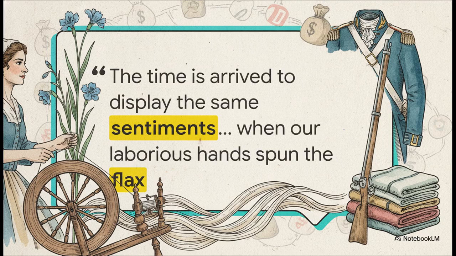Just listen to this authentic quote from Esther de Burdett Reed. She writes, "The time has arrived to display the same sentiments which animated us at the beginning of the Revolution, when our Republican and laborious hands spun the flax, prepared the linen intended for the use of our soldiers." Reed actually formed the Ladies' Association of Philadelphia, and working alongside groups like the Daughters of Liberty, they actively raised hundreds of thousands of dollars to supply the freezing, starving Continental Army.